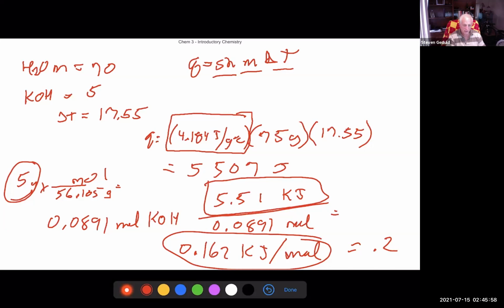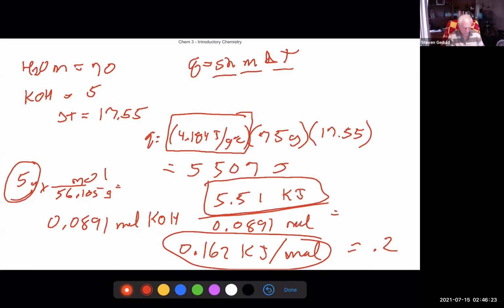5 divided by 56.105. Yeah, 0.0891. Okay, and it's 5.51 divided by 0.162. 34. Oh, wait. I can never get the answer there. Did I do my math wrong?